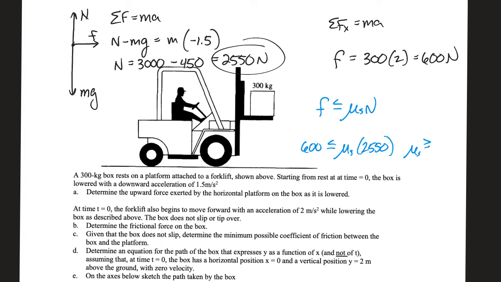So mu s, I don't know what that is, but it's clearly less than 1. And that's greater than or equal to this value. So this represents the minimum. It can be greater than this. It just can't be less than this number.